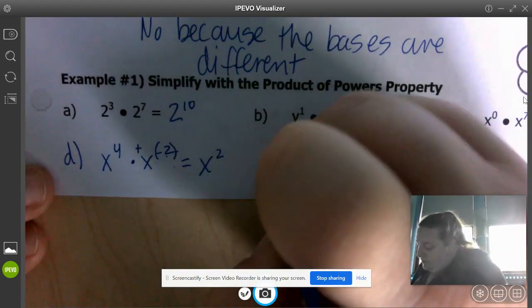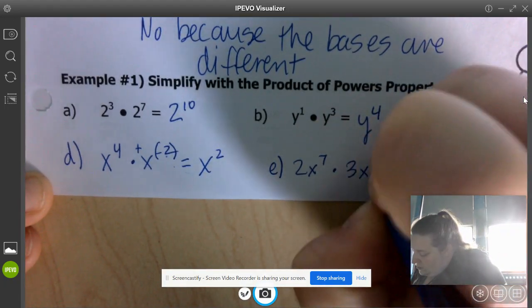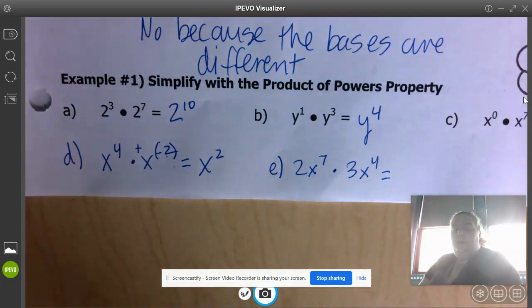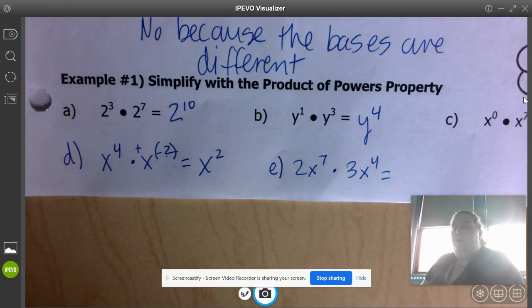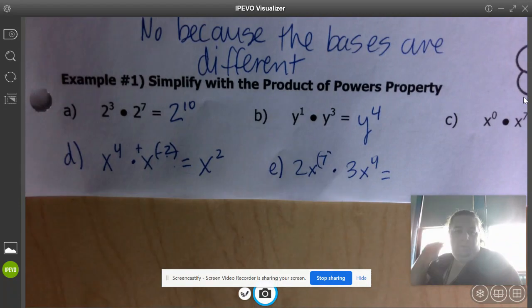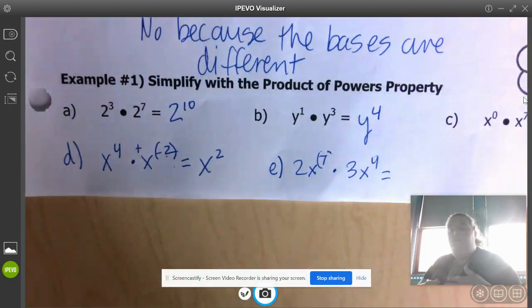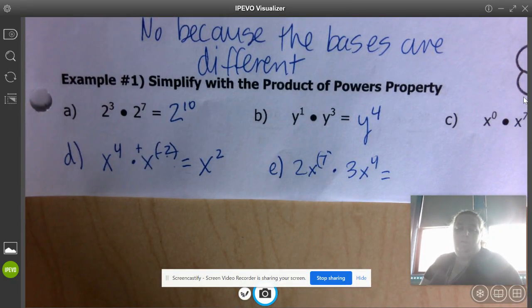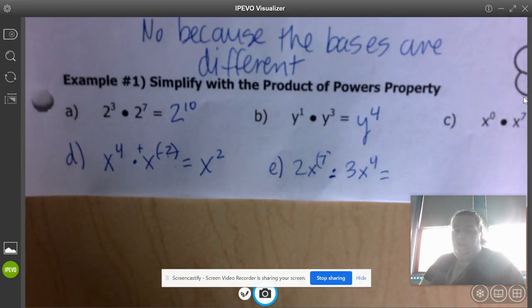Okay. The last one I want to do is, so in this example, you're going to notice that the base is x. How do I know that? I know that x is the base because that's what the exponents are attached to. That's what they're being raised from. So we learned in one of our previous lessons that when we have numbers in front of those bases or in front of those variables, those are coefficients. When you have coefficients, you apply whatever the operation is, okay?